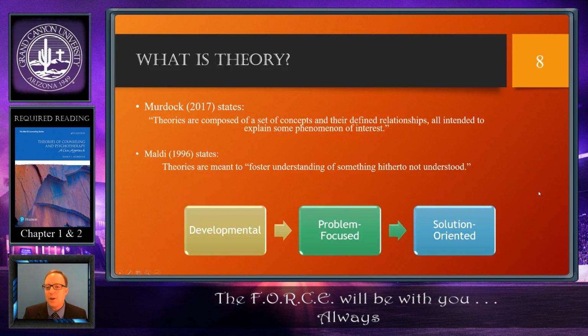Now, Murdoch talks about what a theory is, and basically, a theory is something that has commentary about humanity: how they develop, how they experience problems, and how they achieve solutions to their problems. That's why we have theories. They're like a shortcut to understanding things more quickly in the counseling session. So it's like a roadmap for us as counselors to help the client work through their problem.